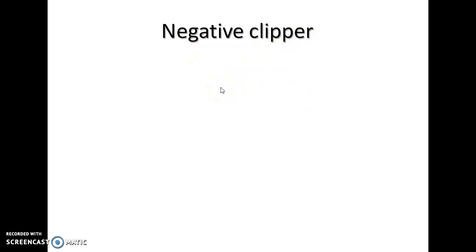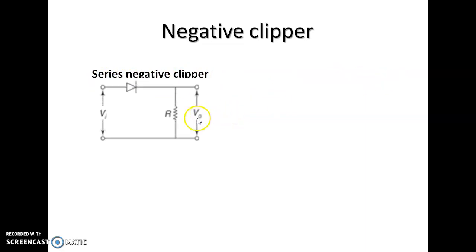A negative clipper is a circuit which clips off the negative portions of the waveform. Again, this is divided into two: the series negative clipper and the shunt negative clipper. Why is this called a series clipper? Because the diode is in series with the point where we are taking the output.